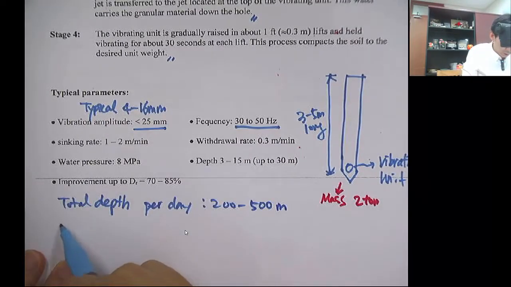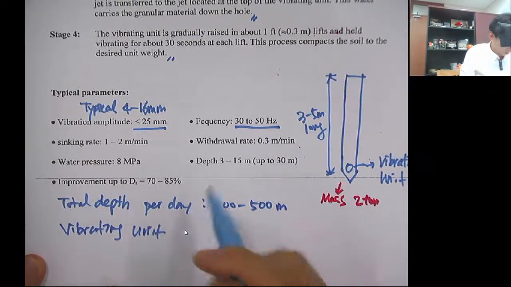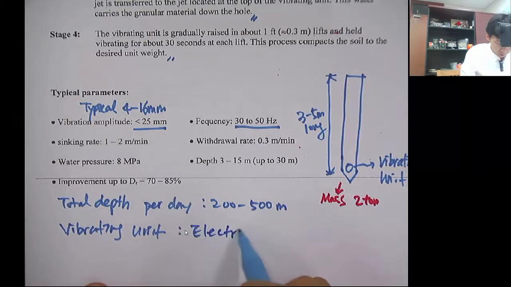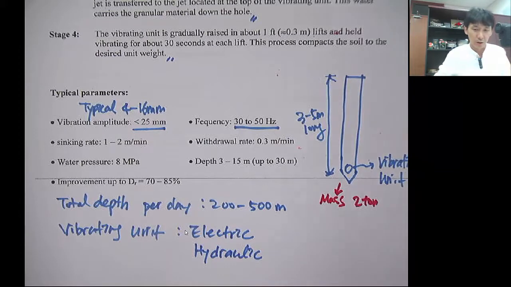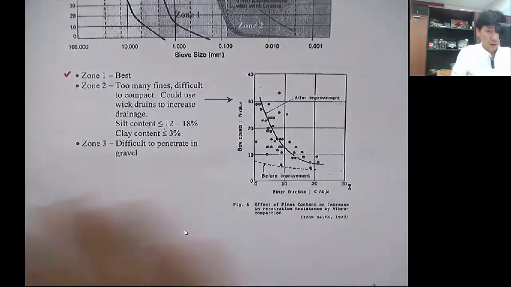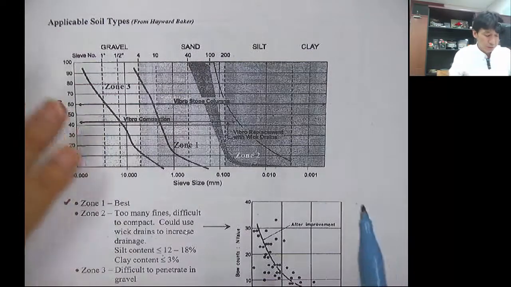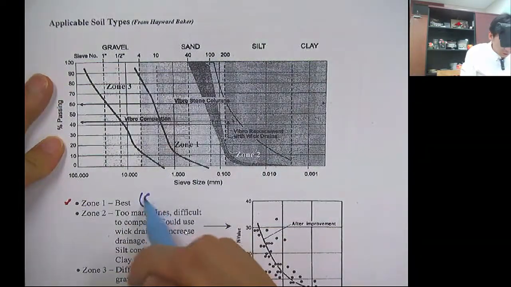And the vibrating unit is typically electrically actuated or hydraulically actuated. So you can find the electric type and the hydraulic type. And applicable soils are pretty similar to DDC, the dynamic compaction. The best is a sandy soil.